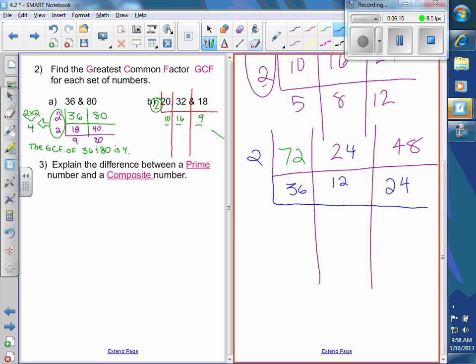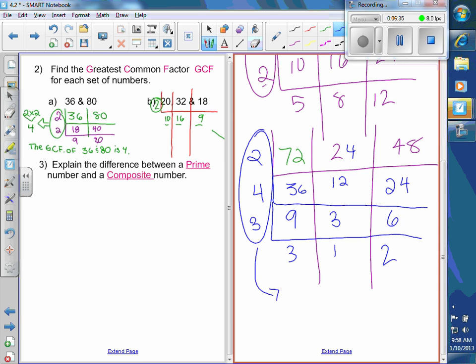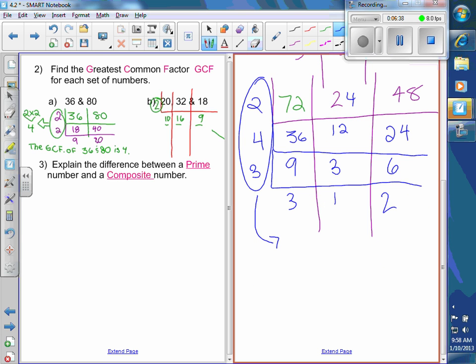So you're trying to say, can we do different things along the way, right? Now you could take out a 4 and you would have a 9, a 3, and a 6. Now you can take out a 3, so you have a 3, a 1, and a 2. So now your GCF is 2 times 4 times 3. So 8 times 3, which is 24. Did I answer your question?